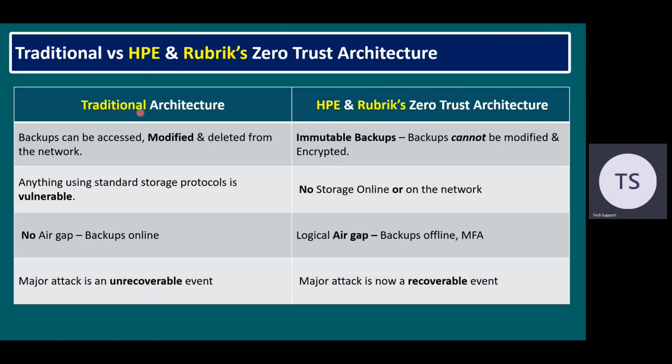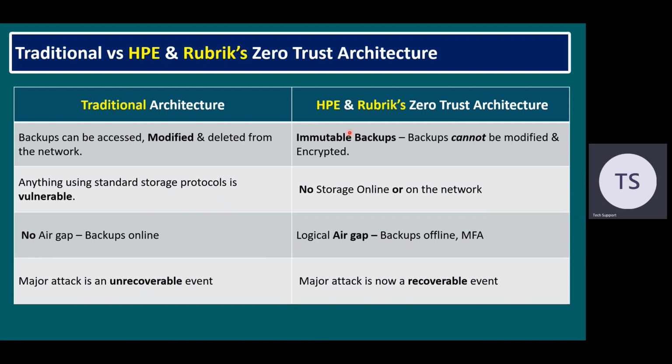So the point here is traditional architecture versus HP and Rubrik zero trust architecture. Just now we discussed that zero trust means never trust, always verify. In our traditional architecture, backups can be accessed, modified, and deleted from the network. That means there is no use in taking a traditional architecture backup.